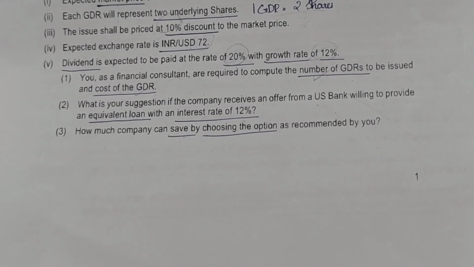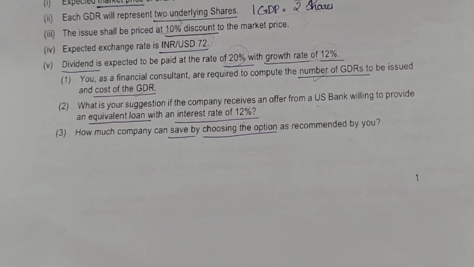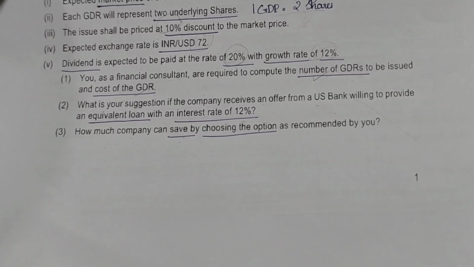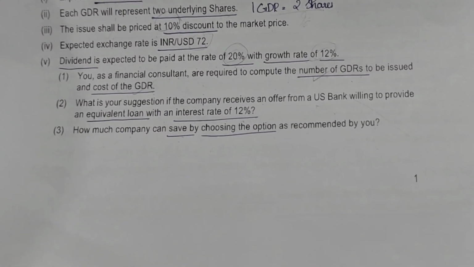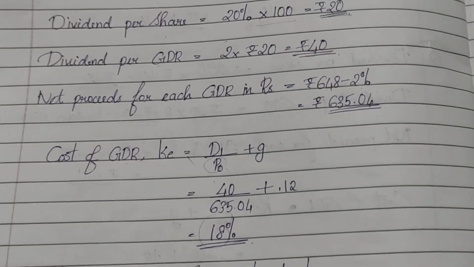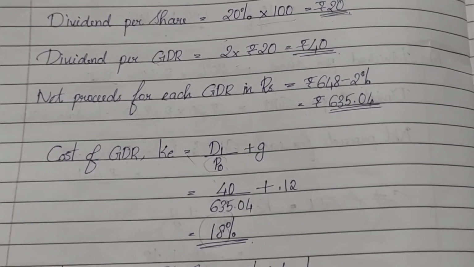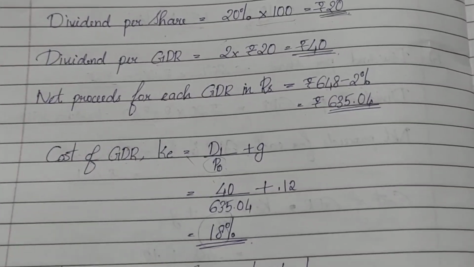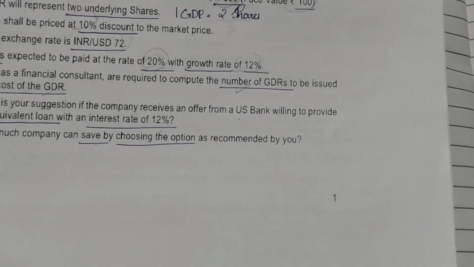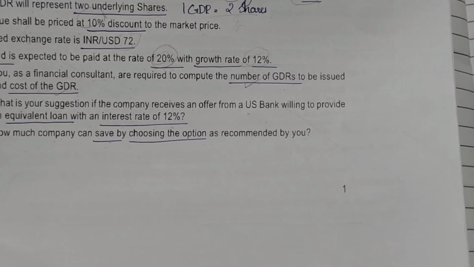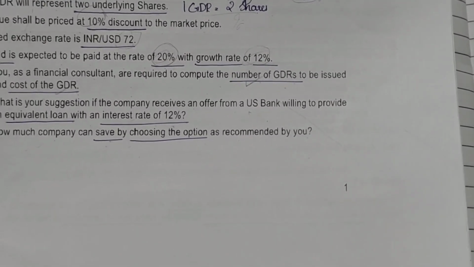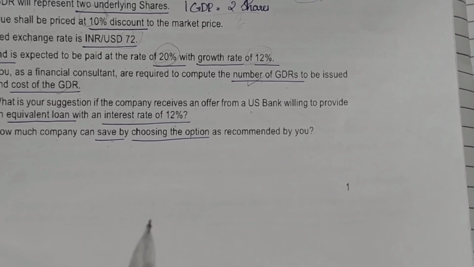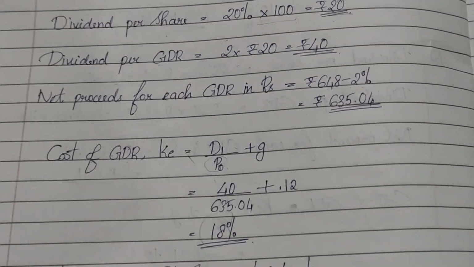What is your suggestion if the company receives an offer from US bank willing to provide an equivalent loan with an interest rate of 12%? So if the company receives an offer from US bank, a loan offer with interest rate 12%, whether to accept it is what is asked. So the current cost is 18%. So if they are receiving a loan offer of 12%, they can obviously accept. How much company can save by choosing the option? So existing 18% minus 12%, 6% company can save.